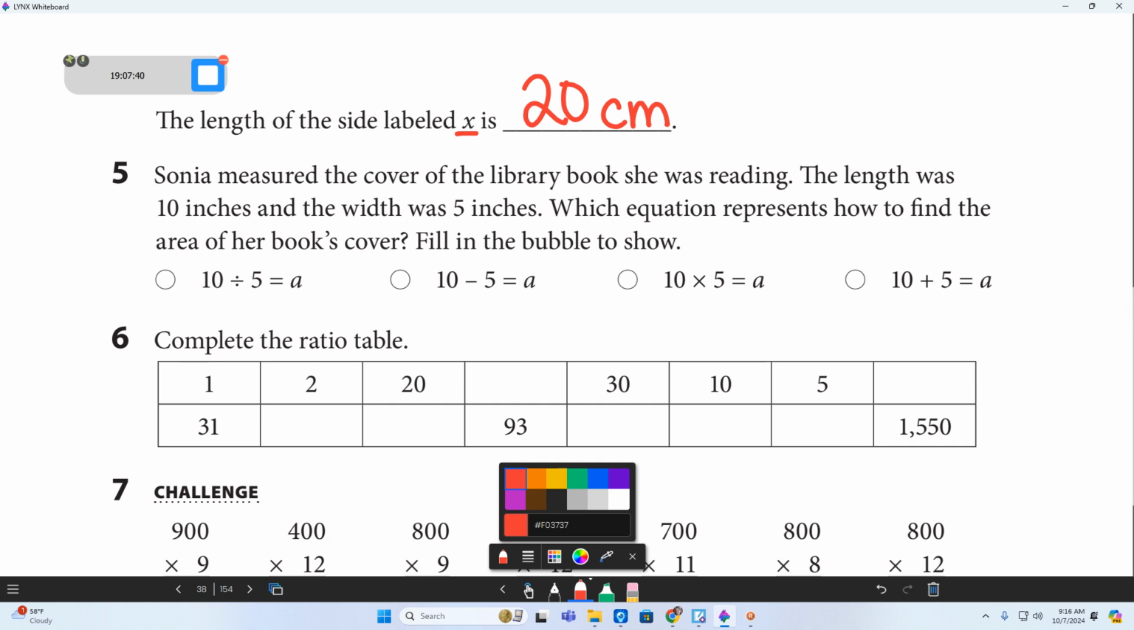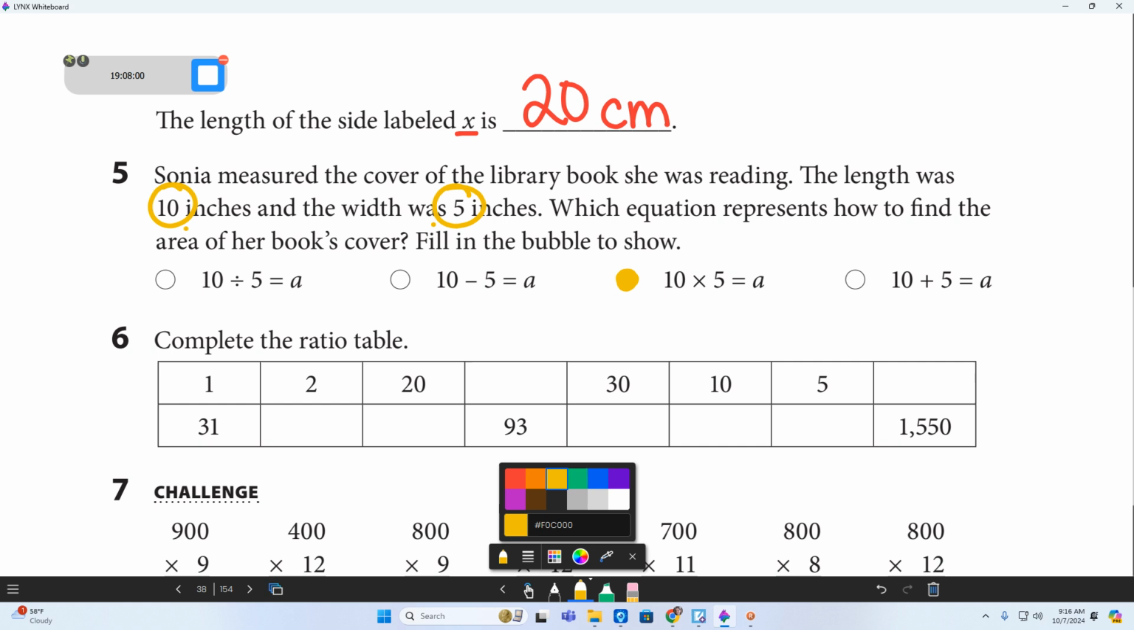All right, Sonia measured the cover of a library book. The length was 10, the width was 5. Which equation represents how to find the area? So again, area is length times width. So 10 times 5. So it looks like it's this one.